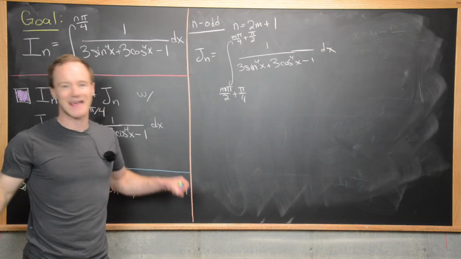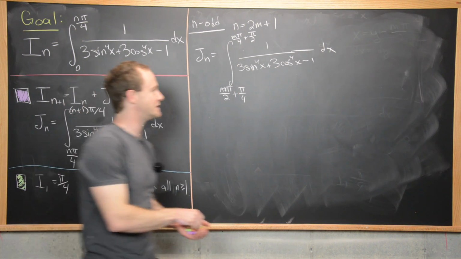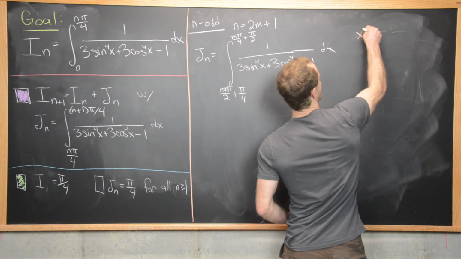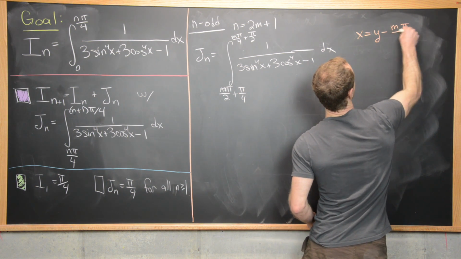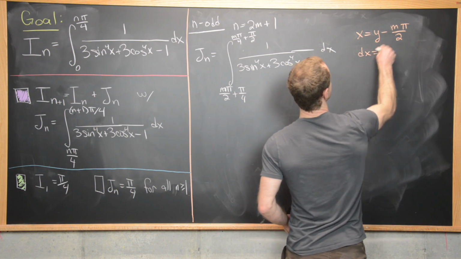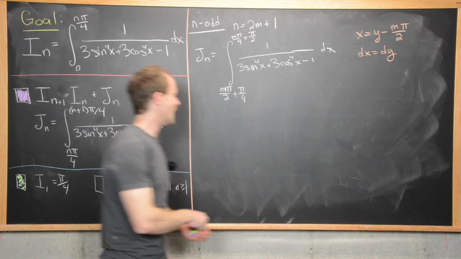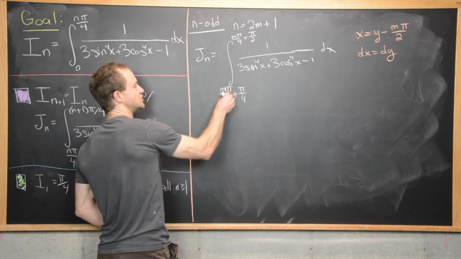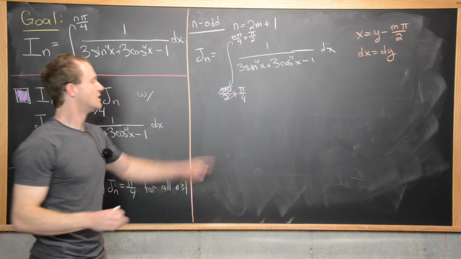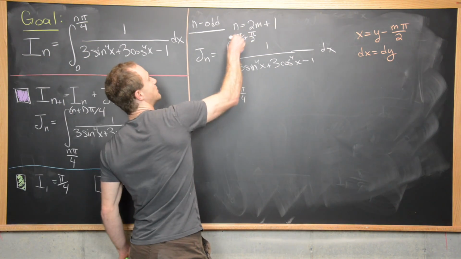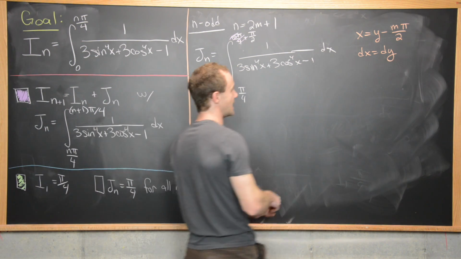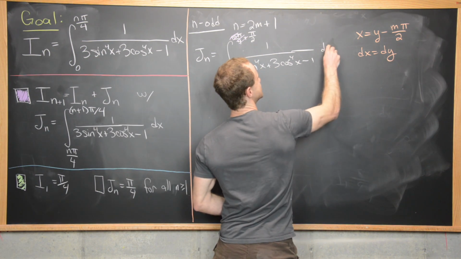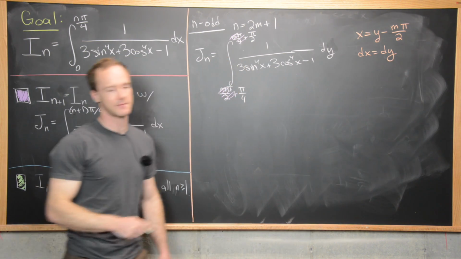Now we're going to do exactly the same substitution as we did before, so we'll let x equal y minus m times pi over 2. That's going to make dx equal dy. And that's going to have the effect of changing these bounds of integration from pi over 4 up to pi over 2. And then I can just go ahead and replace my dx with dy because they're the same.